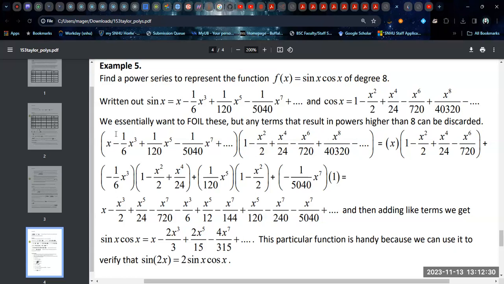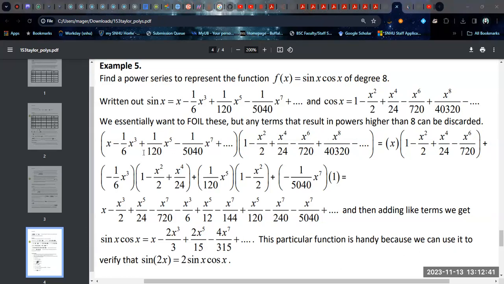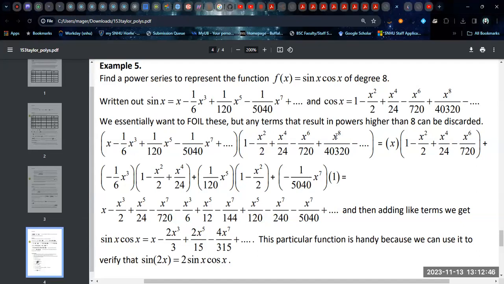So here I'm going to multiply x by 1, and then x by x squared, that's x cubed. x by x to the 4th is x to the 5th. x by x to the 6th is x to the 7th. But if I multiply x by x to the 8th, I get x to the 9th, and I don't need it for this estimation. So I'm really only multiplying x by these first 4 terms. When I go up to my x cubed term and I start FOILing that, well, x cubed times 1 is x cubed. That's still under degree 8.